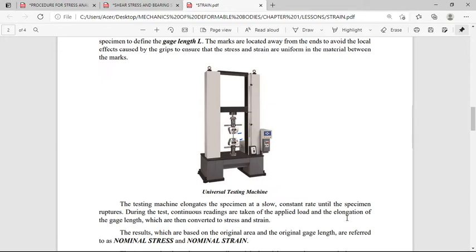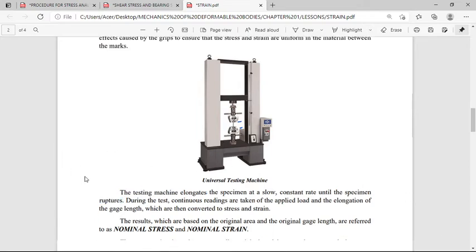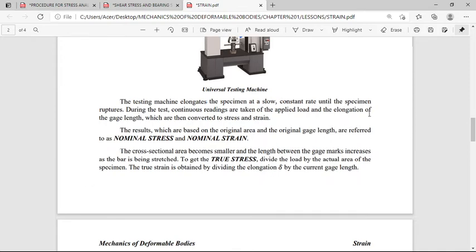Yan. So, habang binabatak mo siya, dapat yung bilis ng pagbatak niya is constant, until the specimen ruptures. So, babatakin mo siya ng babatakin hanggang sa masira yung material. So, during the test, continuous readings are taken of the applied load and the elongation of the gauge length. Paano yung continuous readings na yan? Actually, through the monitor na sinabi ko kanina. May computer kasing nakakabit dyan sa tabi niyan. Pati yung elongation ng gauge length, sinusukat din ng computer yon.